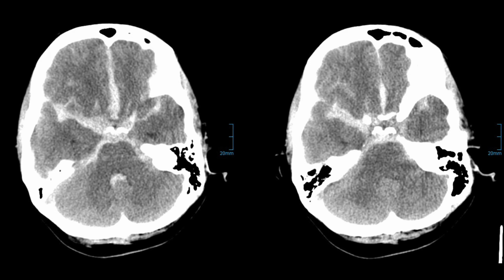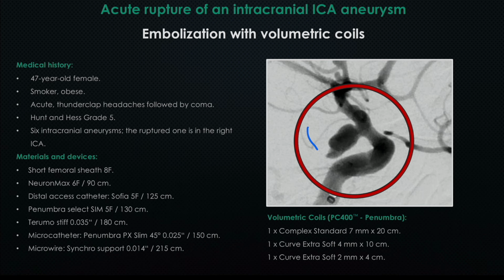And in the non-enhanced CT, you can see that the blood components are on the right side at the distal ICA way much more than the other places, indicating that the rupture was here. And here you can see the rupture at the dome of the aneurysm. And on the left side, you can see the list of the materials and devices that we've used. We've used a relatively big microcatheter, PX Slim, 0.025 inches, and on the right side you can see the list of the used volumetric coils, PC 400 from Penumbra. And here we go.